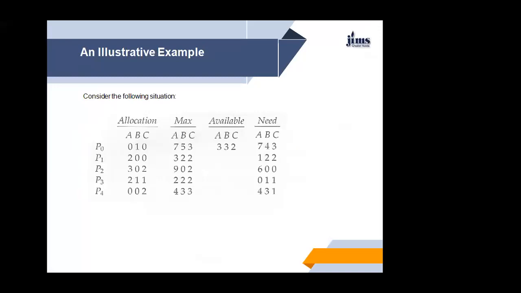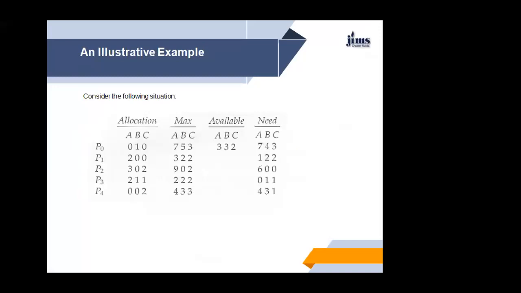Suppose that at time t0, the following snapshot has been taken, which is given here. For P0, the allocation ABC equals 0, 1, 0, and similarly allocation is given for processes P0, P1, P2, P3, and P4. That is, for process P0, one resource of B has been allocated. And for these processes the maximum is also given: 7, 5, 3, 3, 2, 2, 9, 0, 2, 2, 2, 2, and so on, and the available is 3, 3, 2.